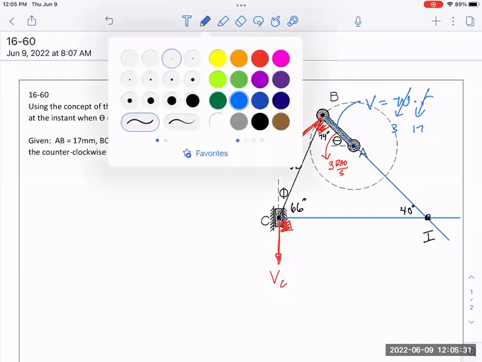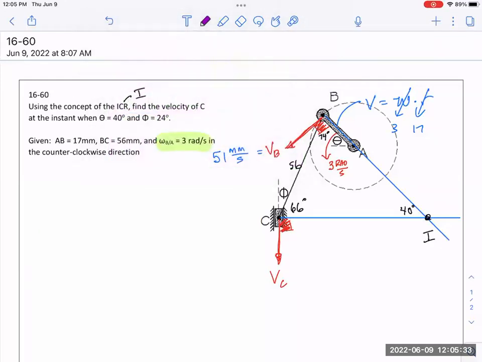So back to the law of sines, the sine of any angle divided by the side across from it will be the same as the sine of any other angle divided by the side across from it.